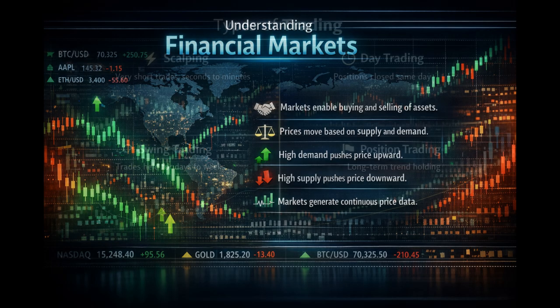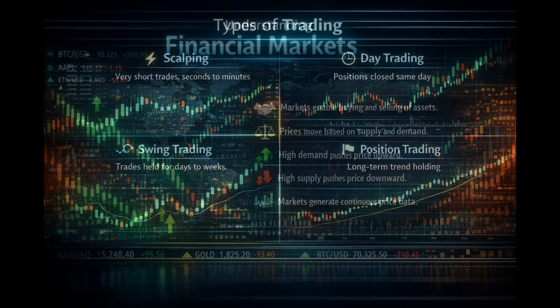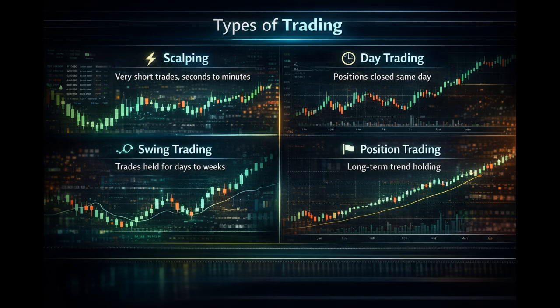Types of trading. Trading strategies vary depending on the duration for which traders hold their positions. Different trading styles require different analytical techniques and risk management approaches. Scalping. Scalping is a trading strategy where traders aim to capture very small price movements repeatedly throughout the day. Scalpers typically hold positions for only a few seconds or minutes. Because profits per trade are small, scalpers rely on executing a large number of trades.